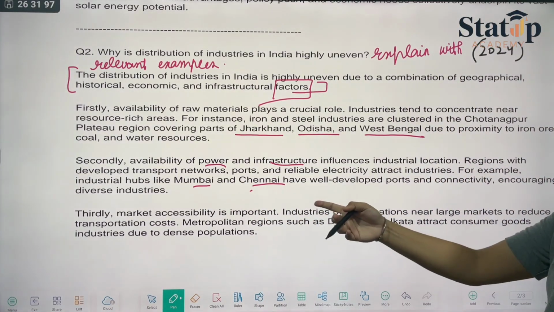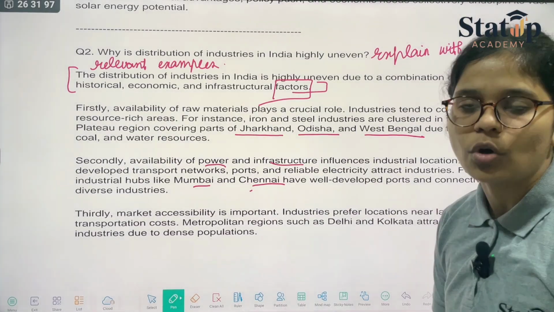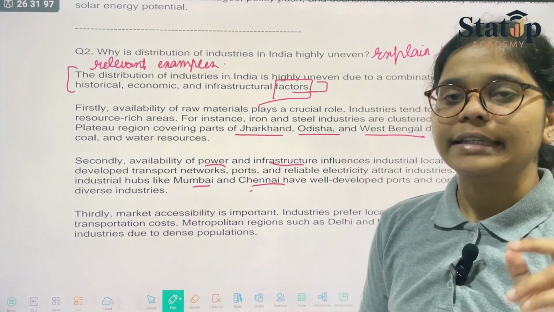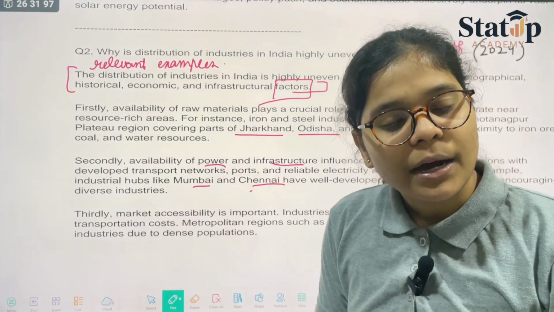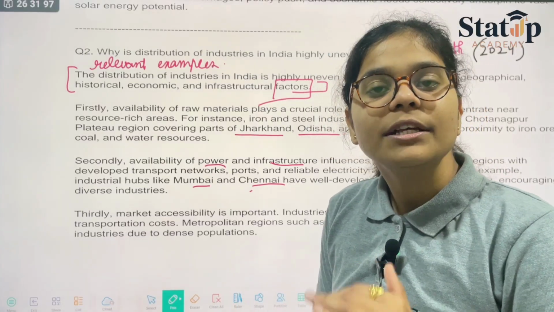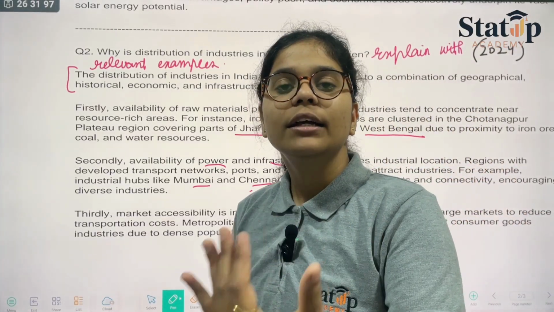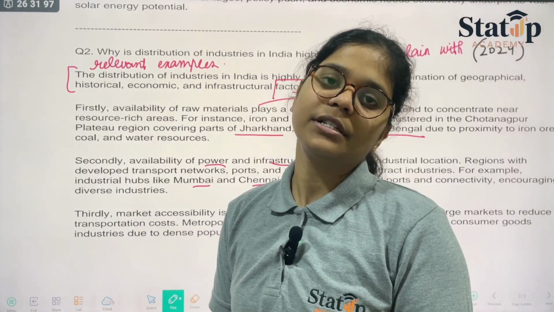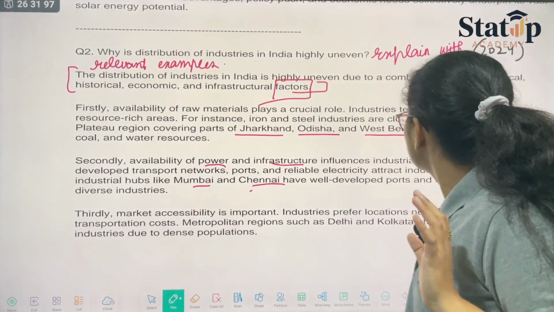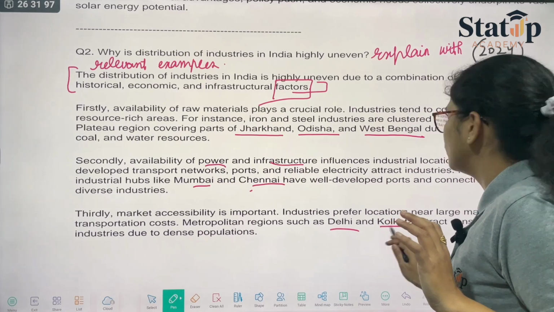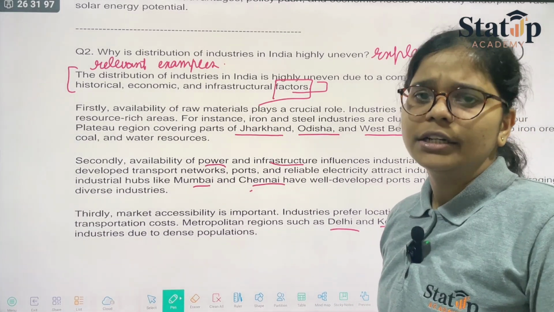Then we have the market accessibility that we were just talking about a few minutes ago. That means where there would be demand, the supply would be there. The transportation facilities come afterwards; before that, the supply and demand services need to be taken care of. So that is what they are saying, as in Delhi and Kolkata, the most populated places.